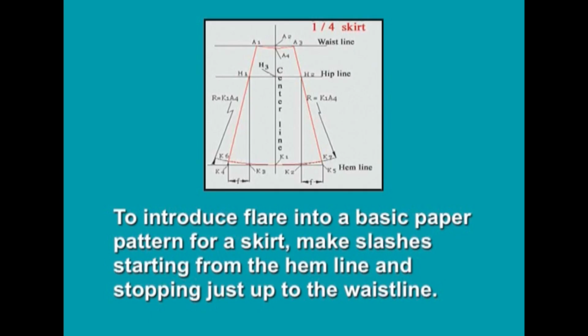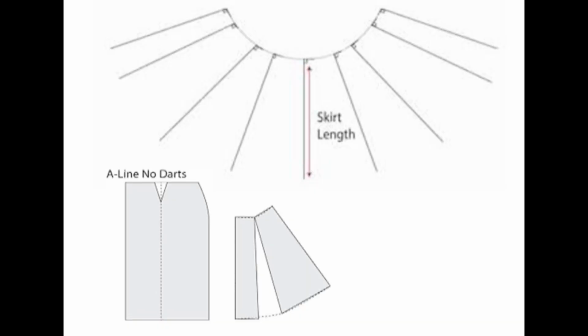To introduce flare into a basic paper pattern for a skirt, make slashes starting from the hemline and stopping just up to the waistline. The slashes should be regularly spaced around the hem. Spread out each slash and pin both edges to another sheet of paper placed underneath. The space spread between the two slashed pieces will decide the amount of flare present. Flare is introduced into garments with the use of godets, gores, or by making circular patterns.